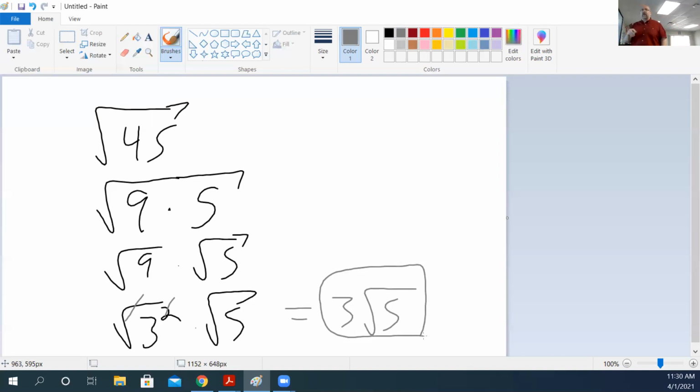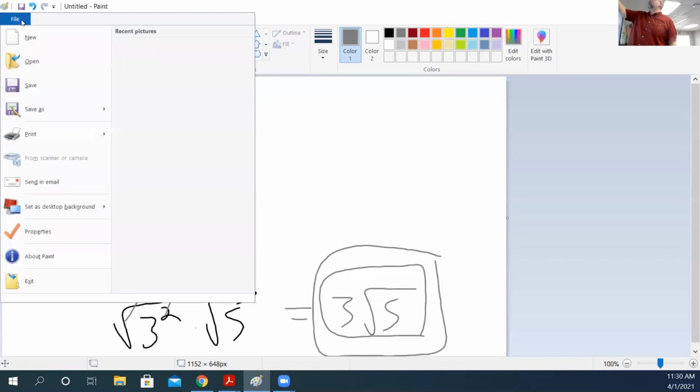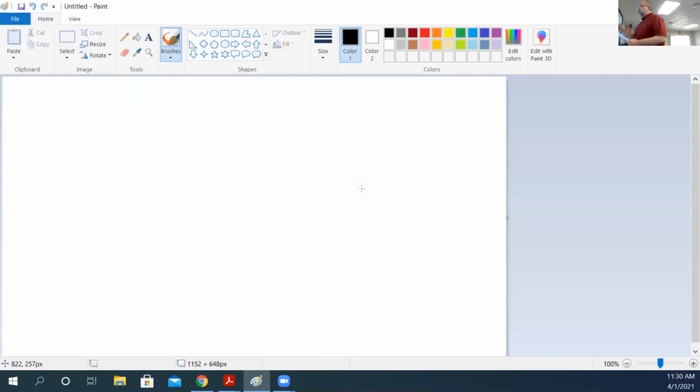And don't just put square root of 45 in your calculator, because that'll give you an approximation. It'll give you a decimal answer. It's not the exact one. The exact is what we just did there, 3 times square root of 5. So keep it in that format. Okay. Next one, what if you have square root of 75?